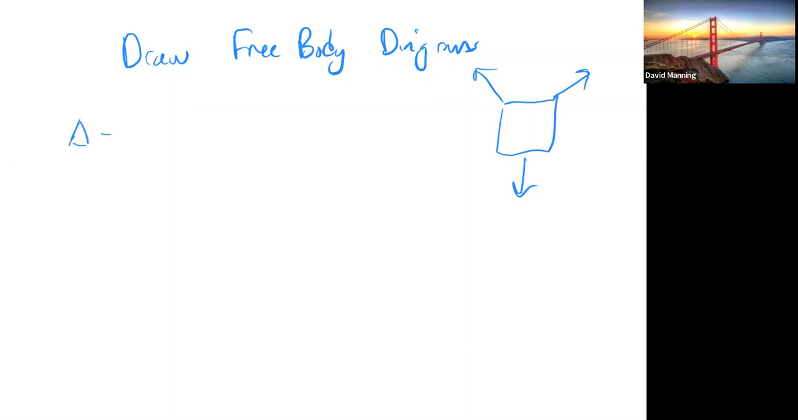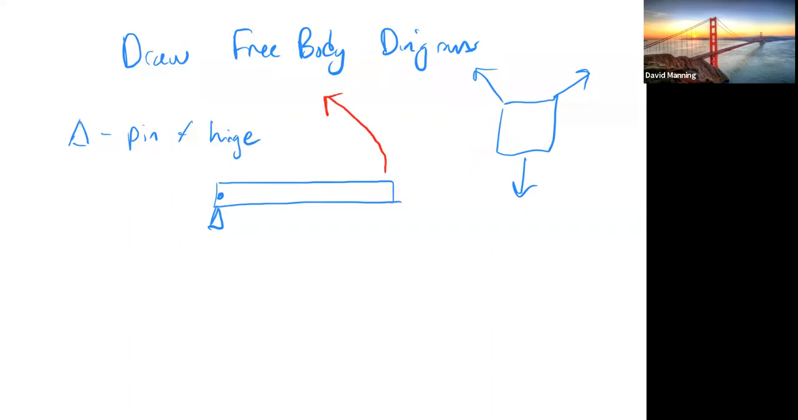A triangle is a pin or a hinge. So if you see a force on a triangle, like this, that's telling you that at this point right here, it's going to be hinged or pinned. So this thing only allows rotation. It does not allow motion in the x or the y, right? The board can't move up and down, the board can't move left and right because it's either pinned or hinged.